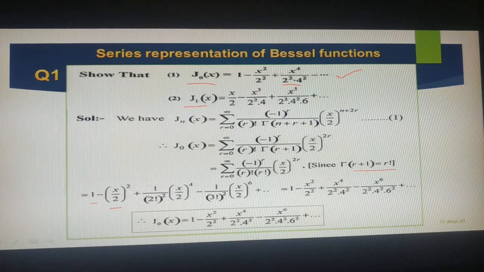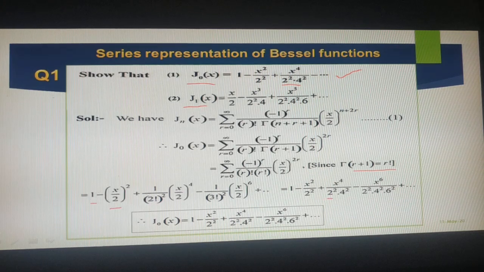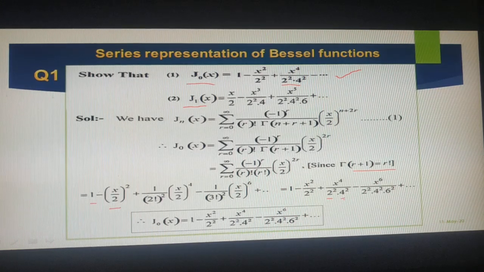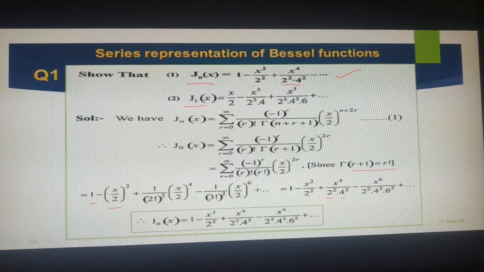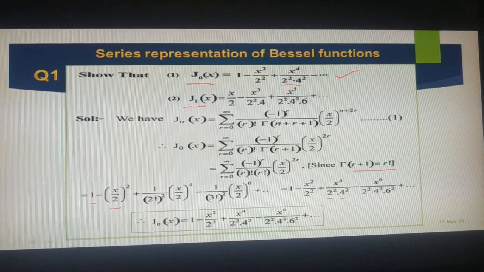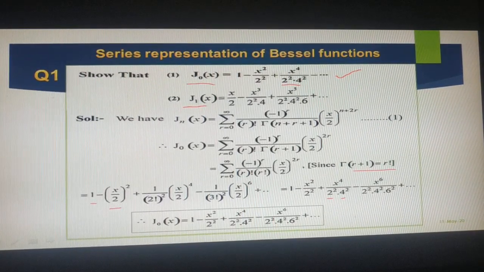So this will be 2 square, already 2 factorial means 2 only, 2 square is there, and how did you get 4 square here? Actually this is x to the power of 4 by 2 to the power of 4. 2 to the power of 4 means 16. 4 square is also 16. So we have to write as per the requirement, in that particular series form. That series has some sequence form, so it is better to write whatever they ask in that particular form.